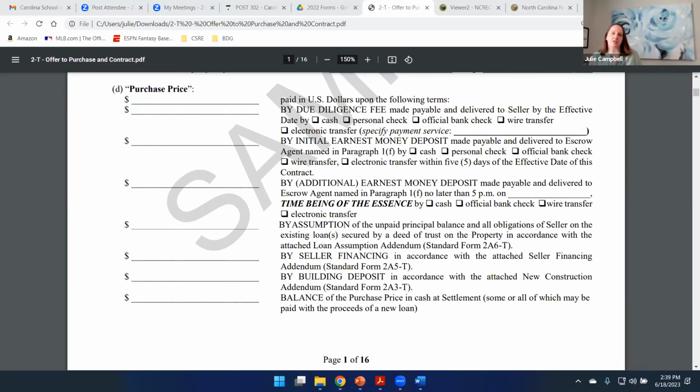Then we have some earnest monies to consider. There's initial earnest money and additional earnest money. So let me go through these. Let's explain this, and then we'll talk about when we may use initial and/or additional.